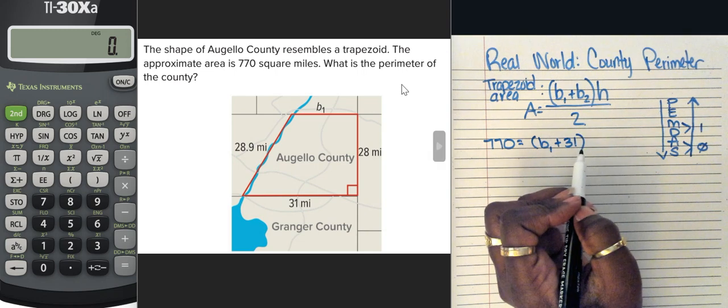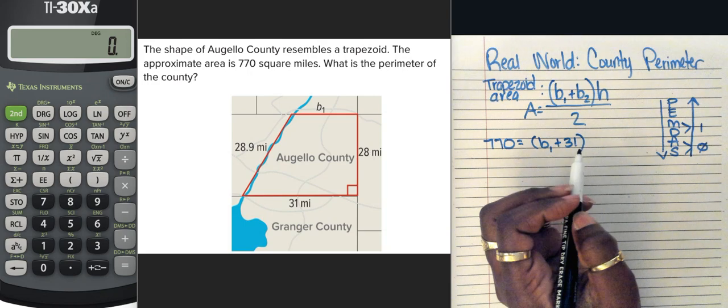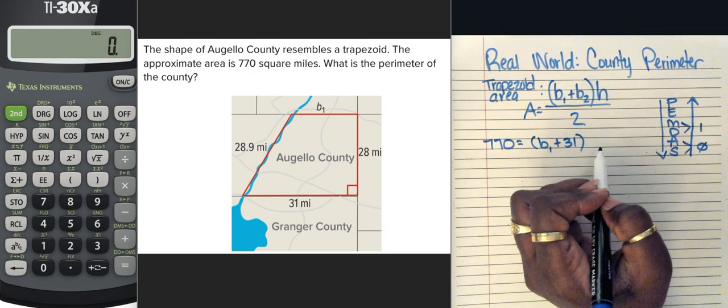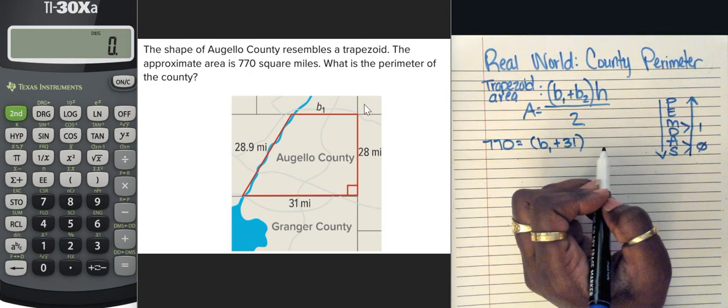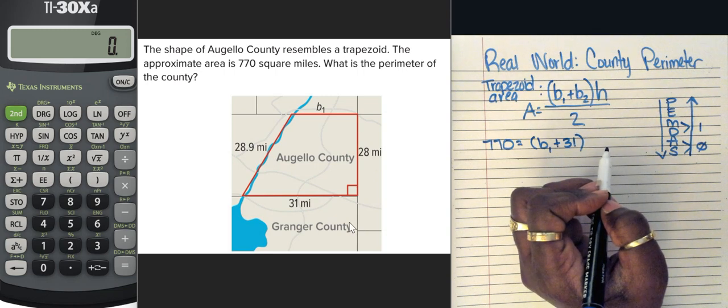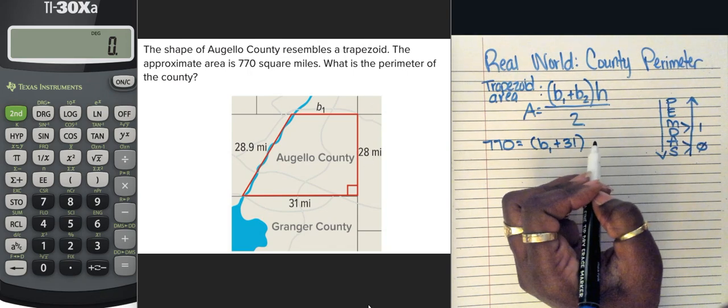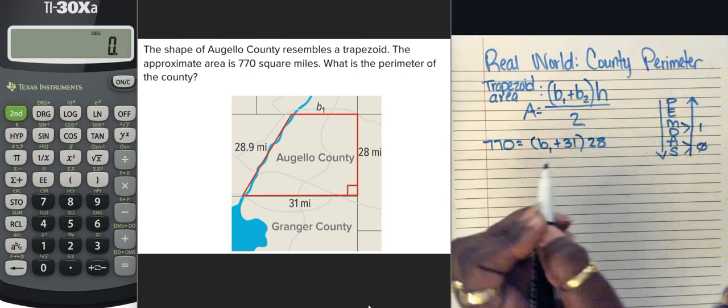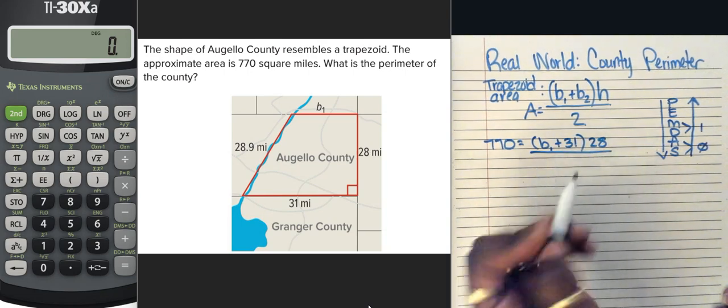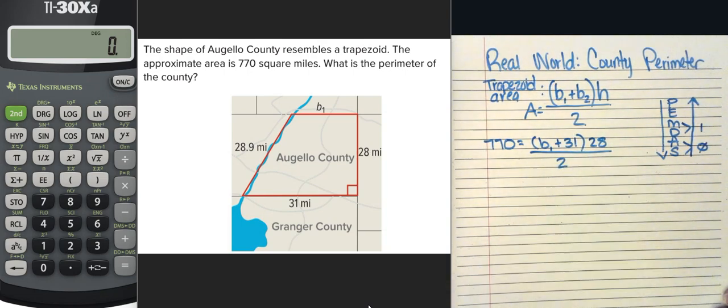These are called the bases. The parallel sides are called the bases. And then we're going to multiply that by the height. The height is the one that goes completely vertical to both of those bases, so it's perpendicular to the bases. And that one is 28 for the height. And then we're going to divide that by 2.